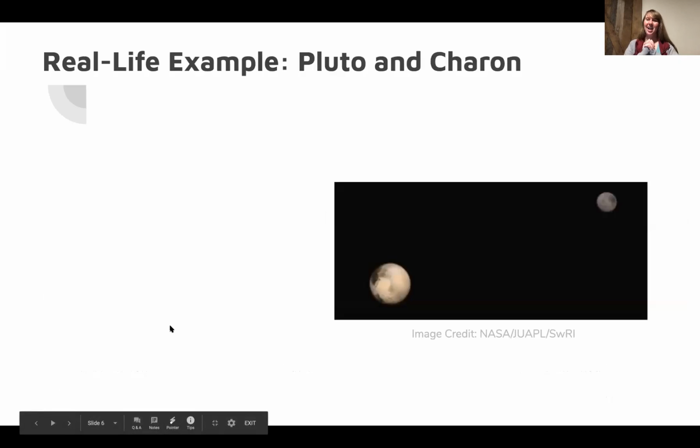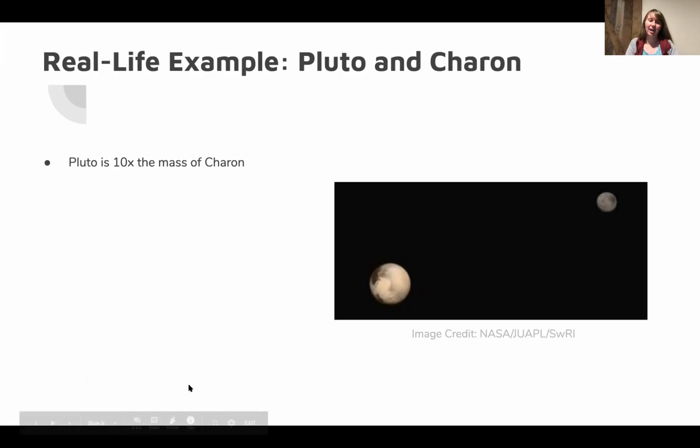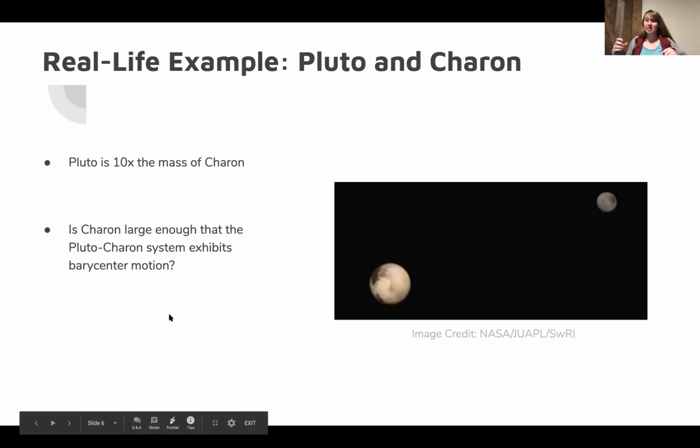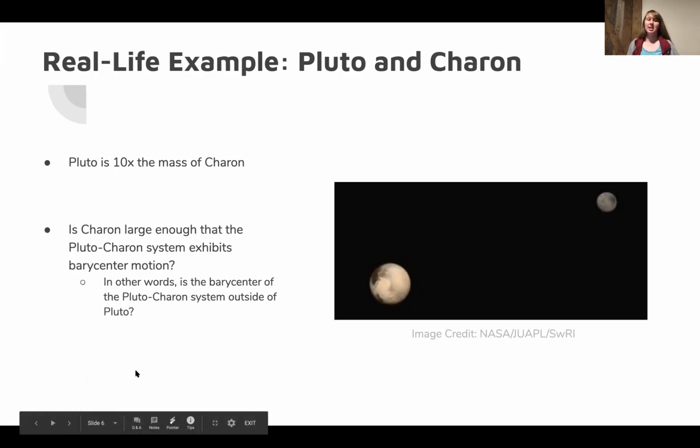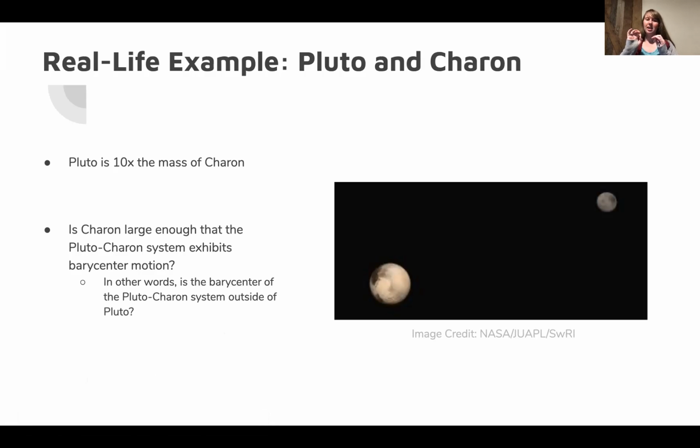Okay, and one final example, I have a real life example of Pluto and its moon Charon to show you. Basically, the dwarf planet Pluto has a moon, and it's a pretty big moon for its size. Charon is 1/10 the size of Pluto. That doesn't seem like a lot, but it is. Is it enough for Pluto to exhibit barycenter motion, where we could see it move and wobble because Charon is orbiting it? In other words, is the barycenter of Pluto and Charon outside of Pluto? If something exhibits barycenter motion, the center of mass of the system is going to be outside of the radius of that larger object.